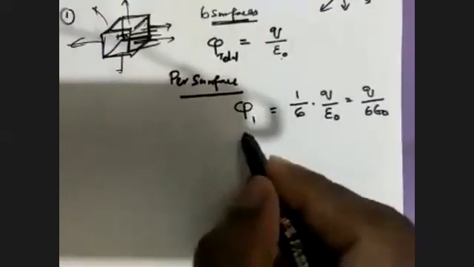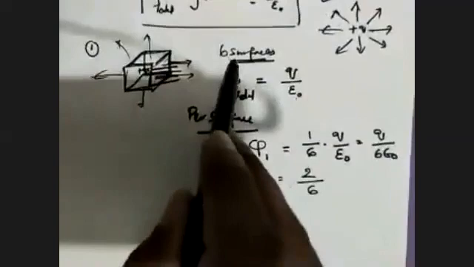If we take 2 surfaces among the 6, the flux is 2 by 6, so q by 3 epsilon naught. Like this, 3 surfaces, 3 by 6, 4 surfaces, 4 by 6. Like this each surface we can calculate.